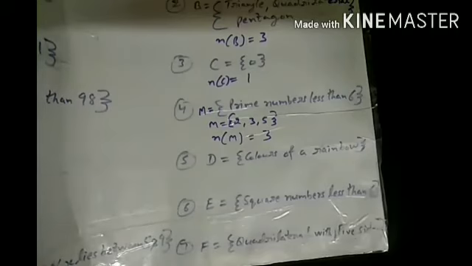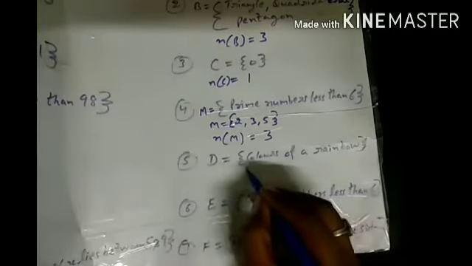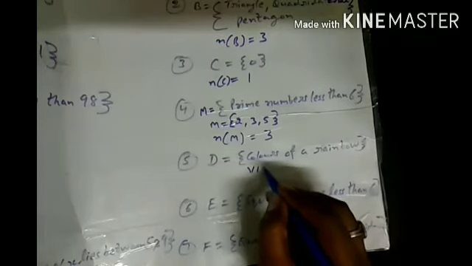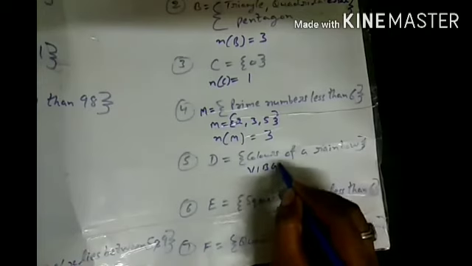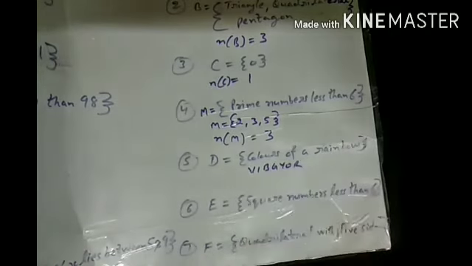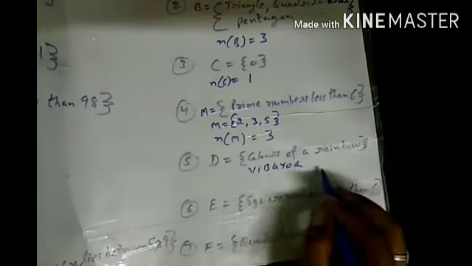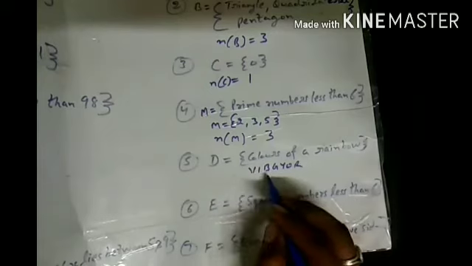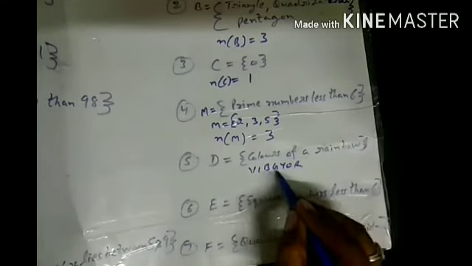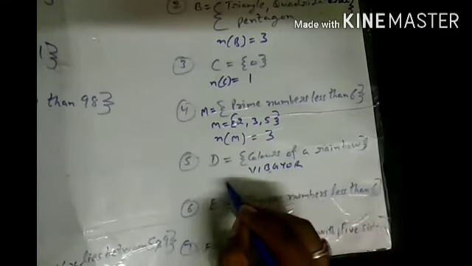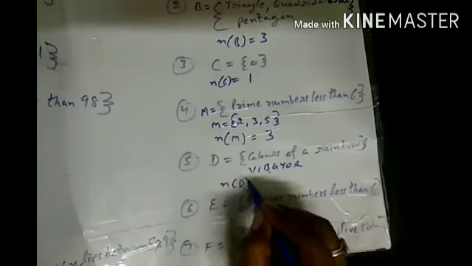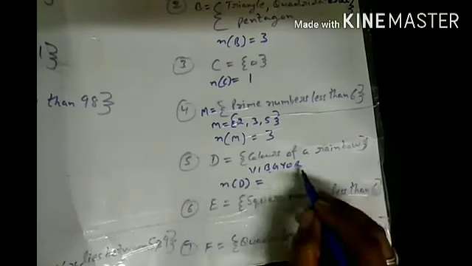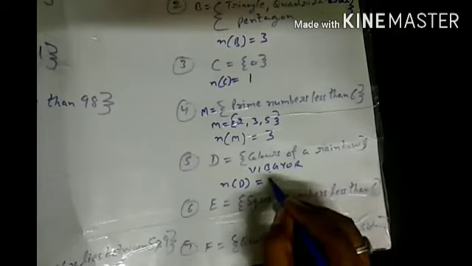D, colors of a rainbow. So how many colors are there in the rainbow? This is a shortcut to remember the colors of the rainbow. And how many are these? There are 7. Therefore the cardinal number of the colors of the rainbow is 7.